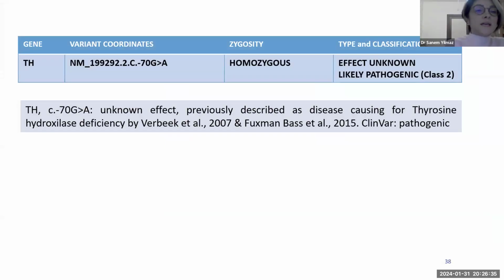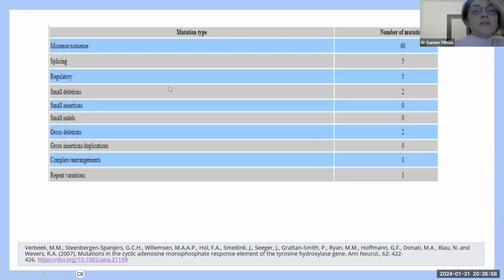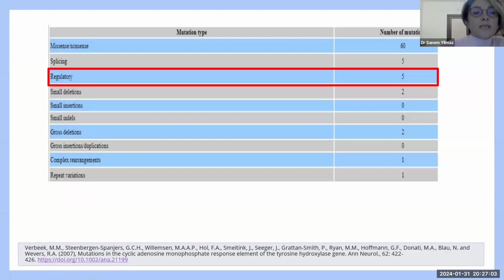As we suggested a reanalysis requesting all the previously described mutations, the scientific research lab turned back to us that a homozygous mutation at the regulatory region of the tyrosine hydroxylase gene was detected. We searched the literature and saw that not only exonic mutations, but also mutations in the regulatory region can cause tyrosine hydroxylase deficiency.